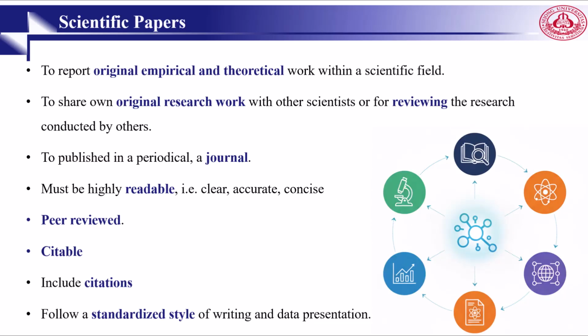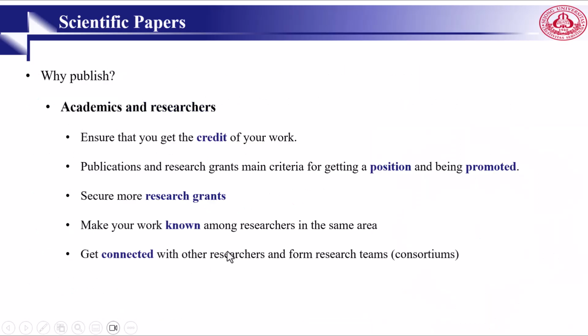So what are the objectives of publishing papers? First, to report original empirical and theoretical work within scientific fields. Next, to share our original work with other scientists or for reviewing the research conducted by others. Or we can say to publish in a periodical like journals, conferences, workshops, etc. These outputs should be highly readable. It means they should be clear, accurate, and concise. They must be peer-reviewed. It means some experts must evaluate our work and approve it. They must be citable, and they should include citations or references. And also, they must follow a standardized style of writing and data presentation.